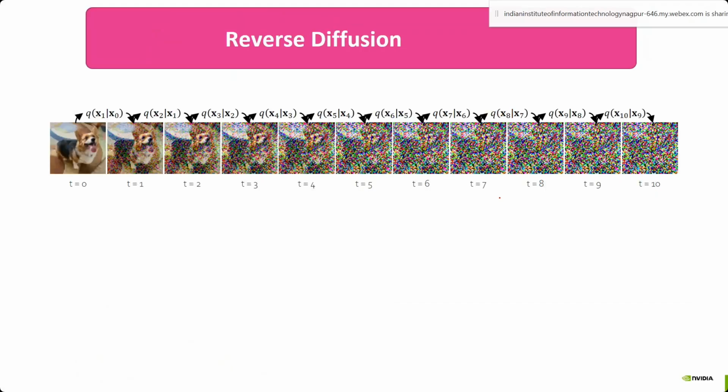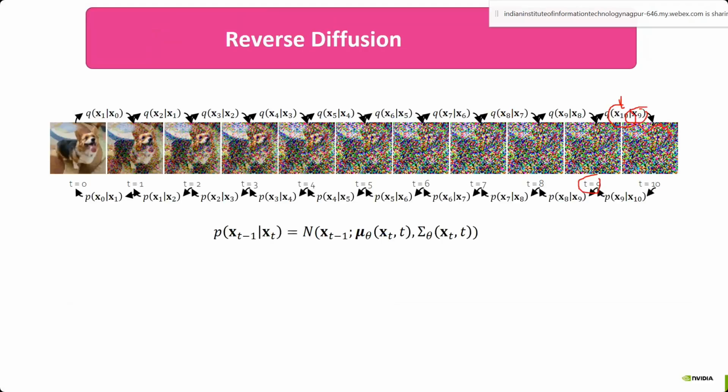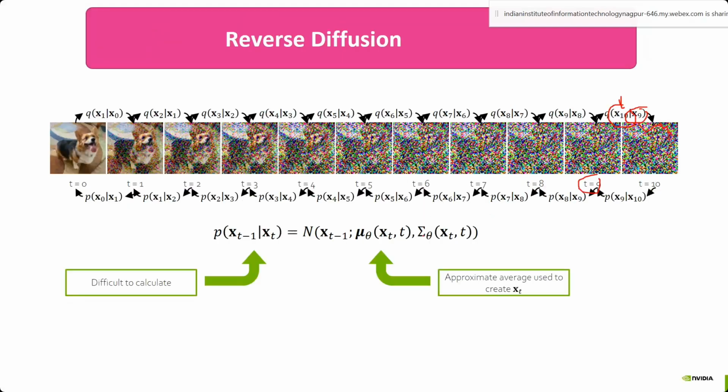So what is the reverse Q function? What is the reverse diffusion? You are taking the image, and from that image you are trying to remove the noise. So here you are taking the X10 image, and you are removing something from that X10 image and returning the X9 image. Then again from the X9 image you remove something and give the X8 image. So this is how your function will look.